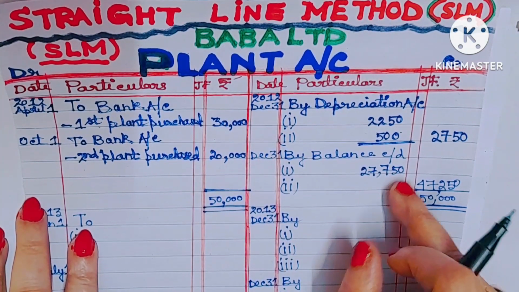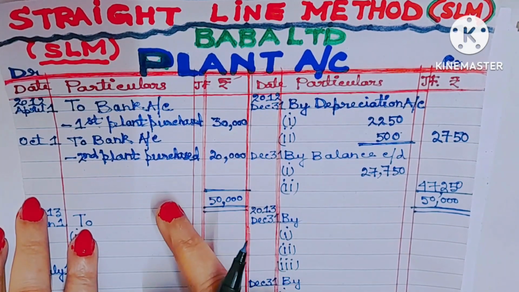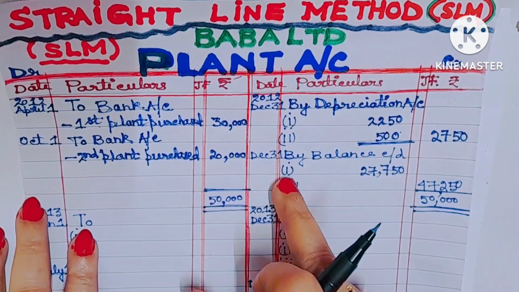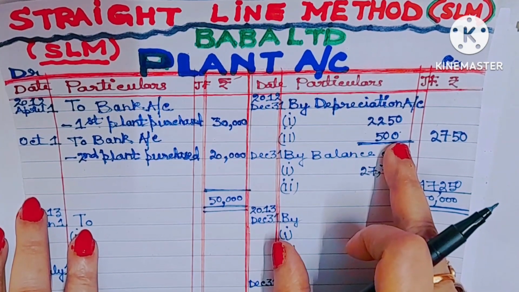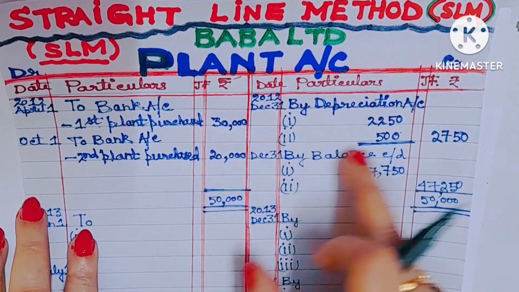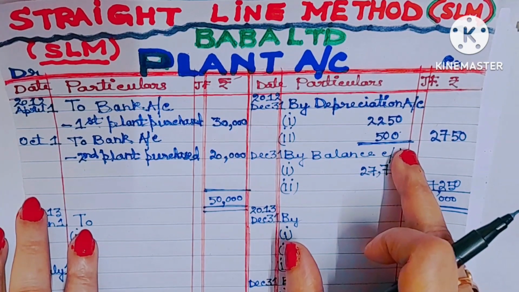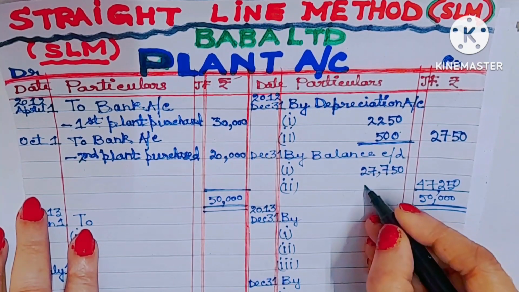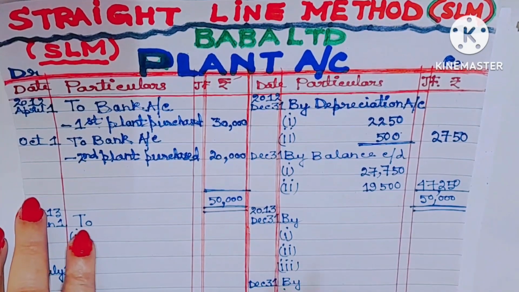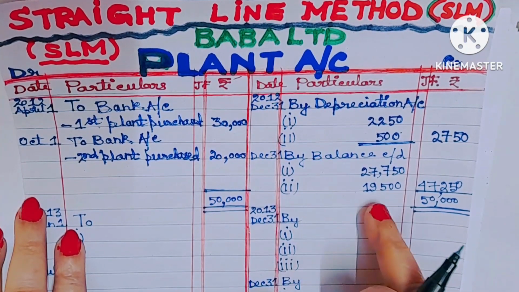So the balancing figure for the first plant is 27,750. Similarly, what is the balancing figure of the second plant? Very easy. The balancing figure of the second plant is equal to cost of the second plant minus the depreciation of the second plant. So cost of the second plant is 20,000 and the depreciation for the second plant is 500. So 20,000 minus 500 will give you 19,500. This is the balancing figure of the second plant. Understood? Number 2 means the balancing figure of the second plant.